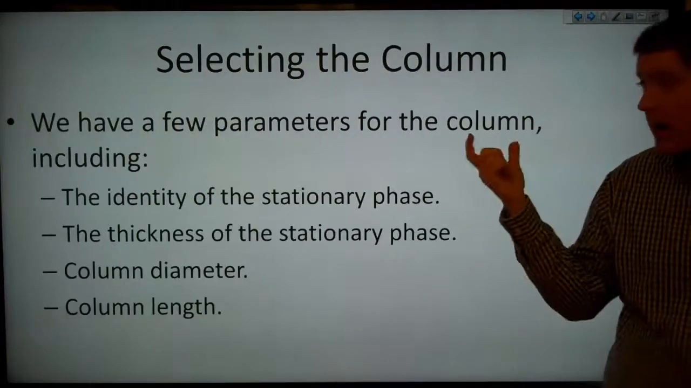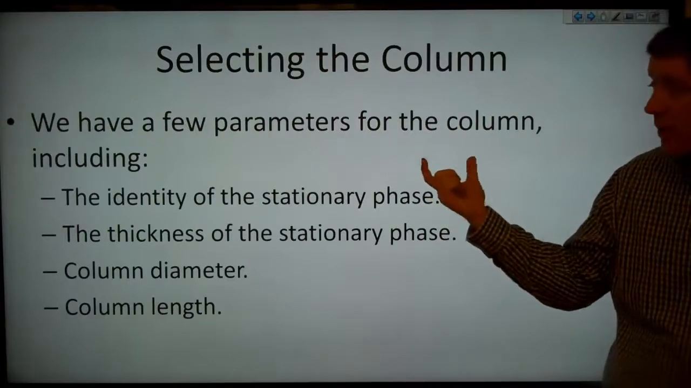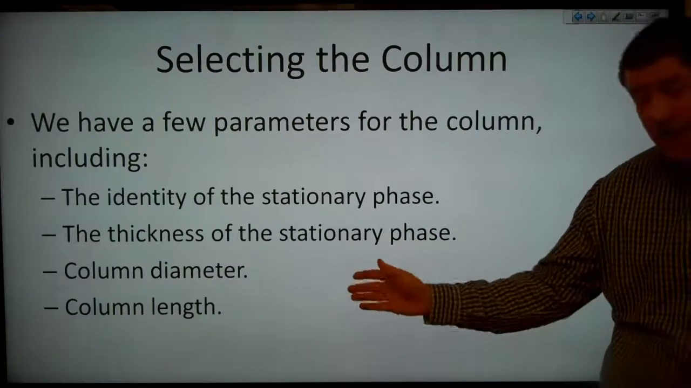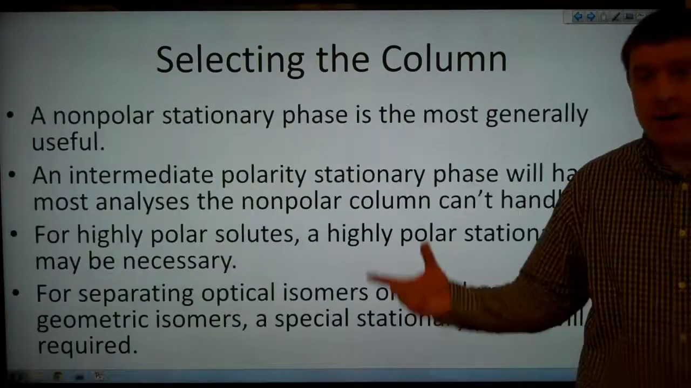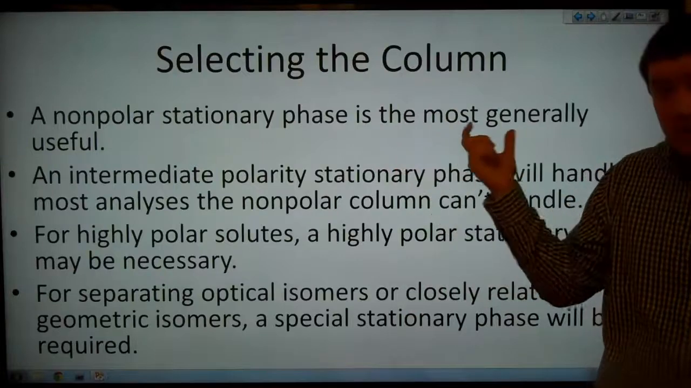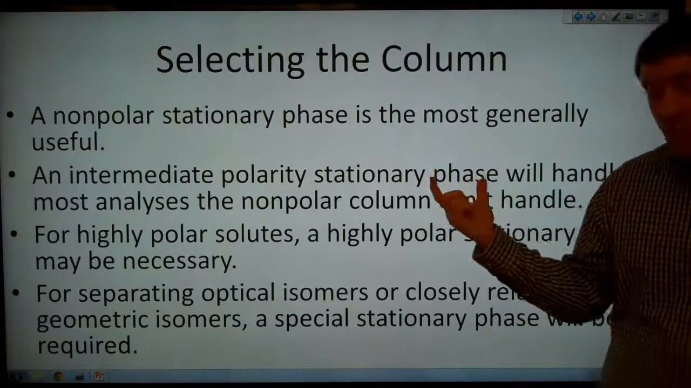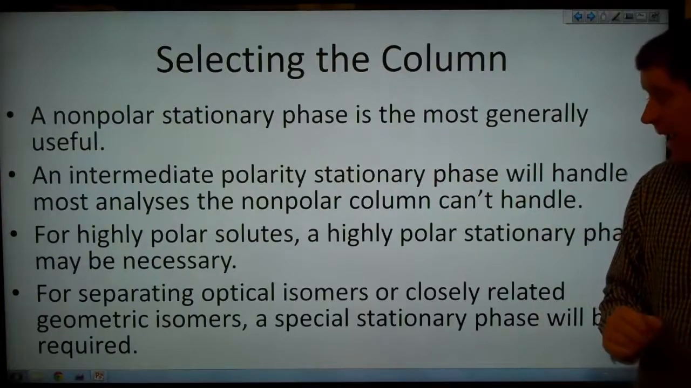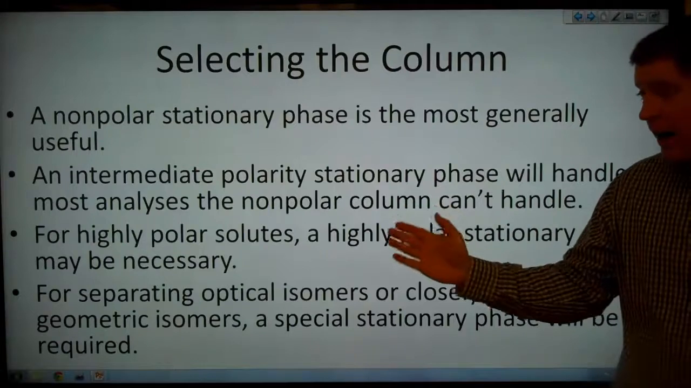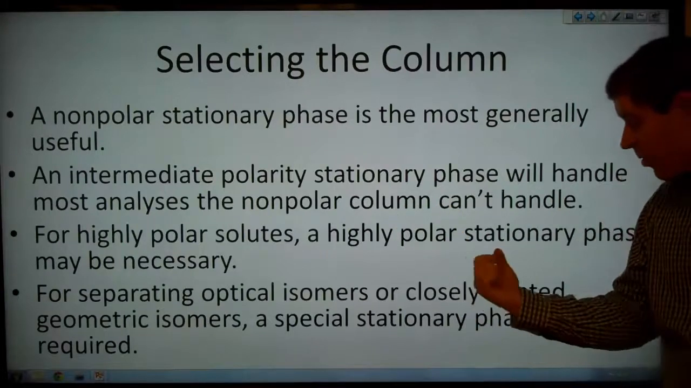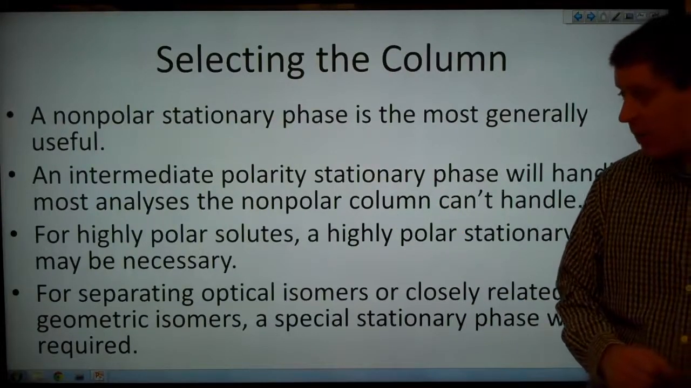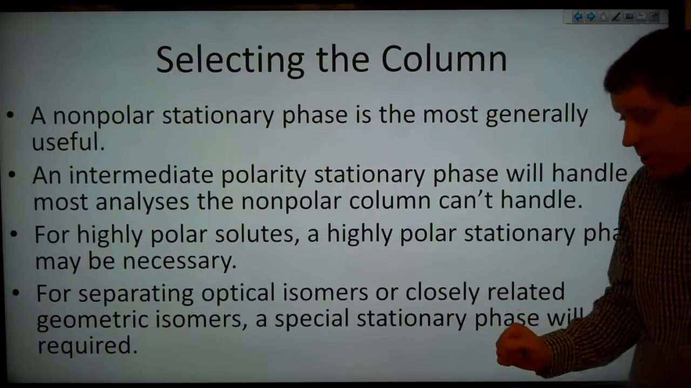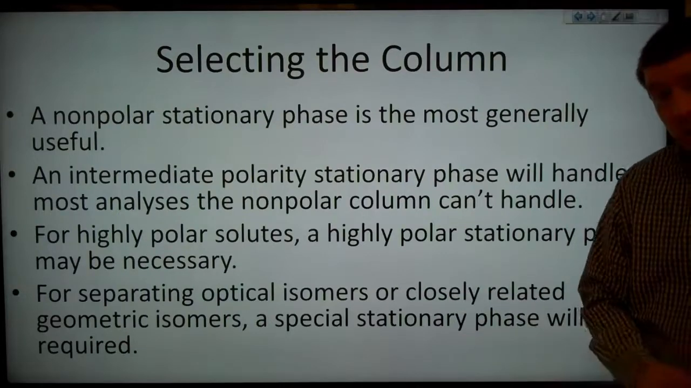So next we select the column. We have a few parameters for the column, including the identity of the stationary phase, the thickness of the stationary phase, the column diameter, and the column length. A nonpolar stationary phase is the most generally useful to us. An intermediate polarity stationary phase will handle most analyses that our nonpolar column can't handle. And for highly polar solutes, then a highly polar stationary phase might be necessary. For separating optical isomers or closely related geometric isomers, a special stationary phase will be required.